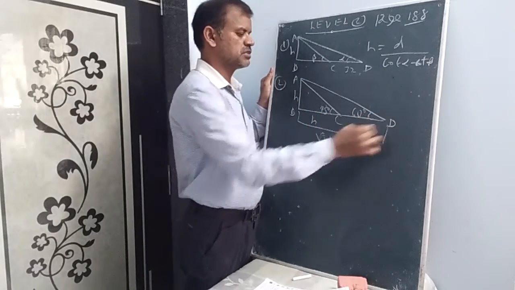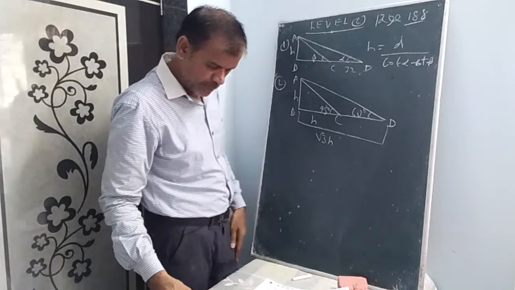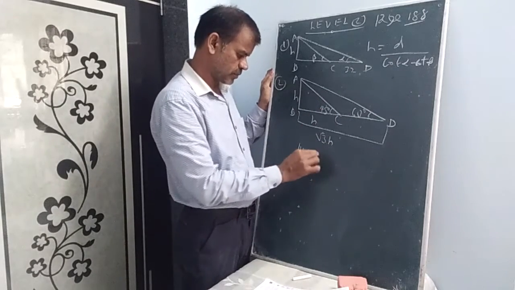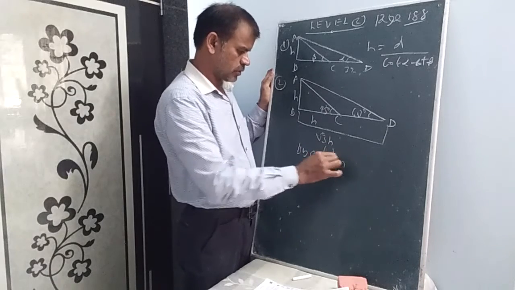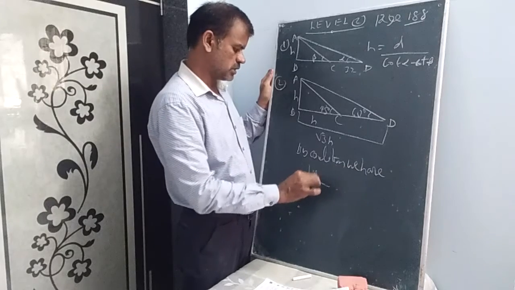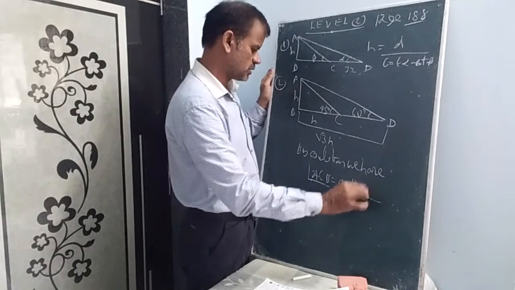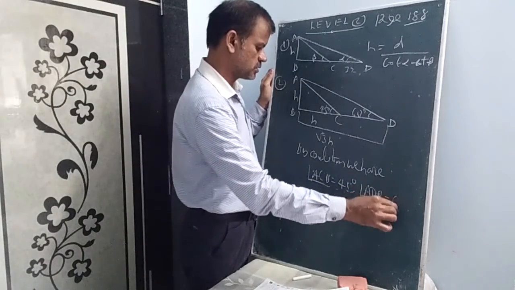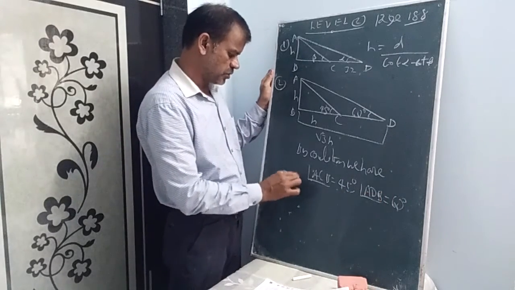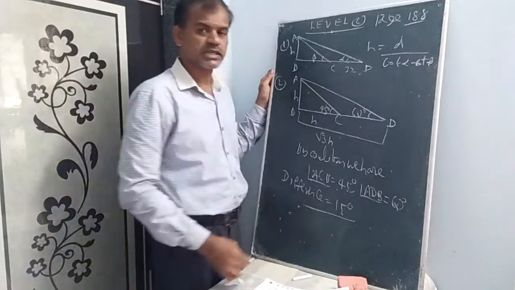This is A, this is B, this is C, this is D. Now what is happening? The shadow is root 3 times the height of the tower. Then the time lapse between the two observations, by condition, angle ACB is equal to 45 degrees and angle ADB is equal to 60 degrees. The difference between the angles is 15 degrees. He is asking the time.